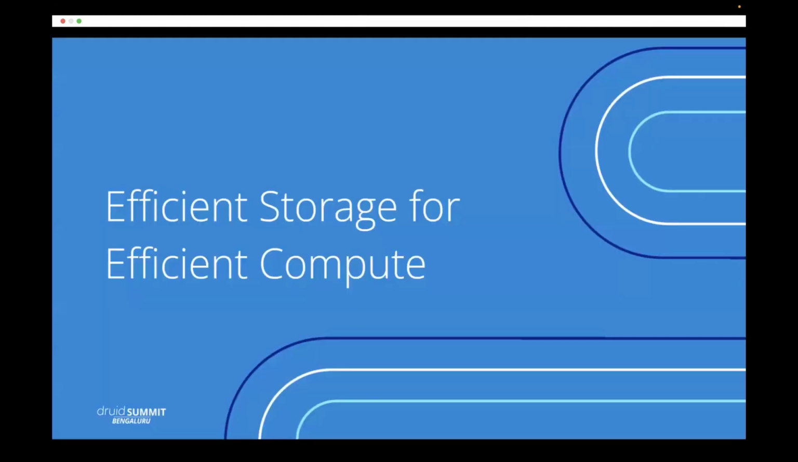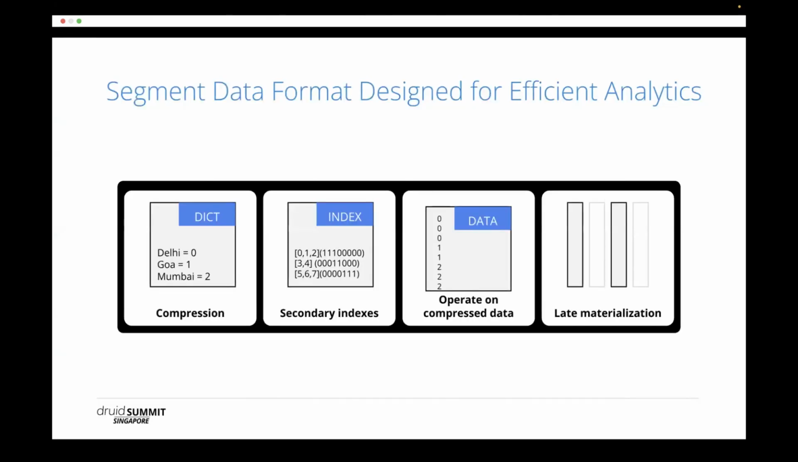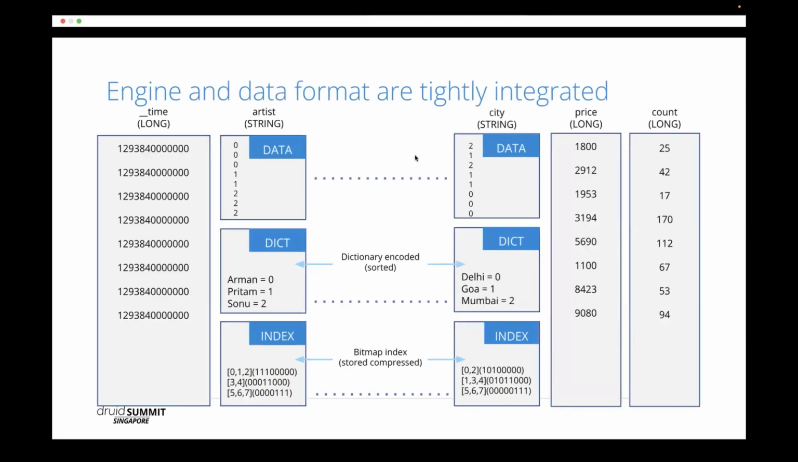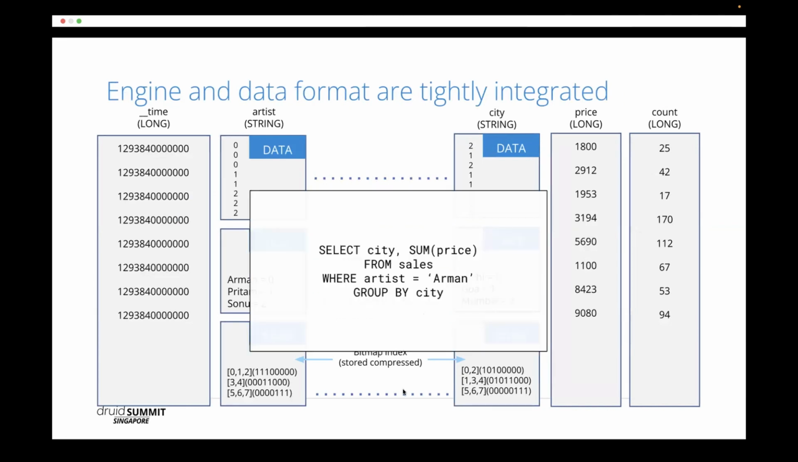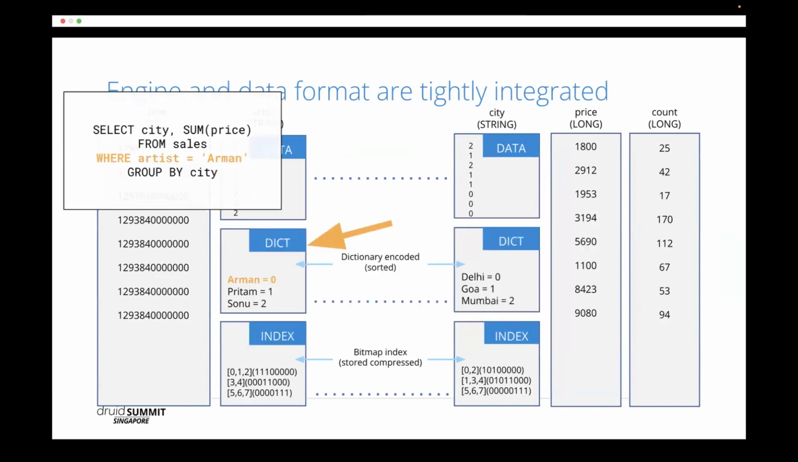So let's see, what is the deal with the data format? Druid does a few things with the data format. It compresses the data, dictionary encodes and compresses, uses bitmap indexes and also uses secondary indexes. And there is late materialization because filters are first applied and then aggregation is done. So here's an example where you have data encoded as bitmap indexes, and whenever a SQL query comes with a particular where clause, it becomes a binary operation because you have a bitmap index. This is kind of how this works.